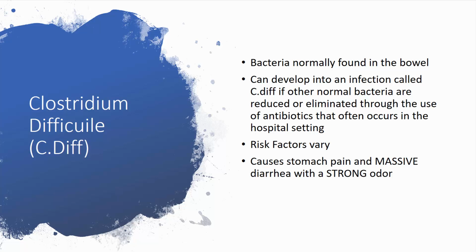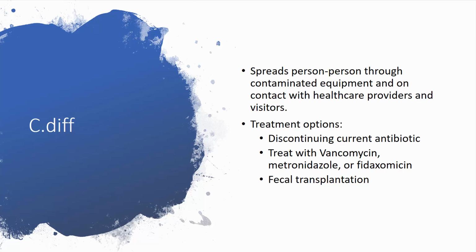So realize that if someone has C. diff, and they're on an antibiotic, we're going to discontinue their current antibiotic and change them to a different type of antibiotic. Typically, we put people on vancomycin. The other thing we're going to do is, remember, they're going to be on contact precautions, because C. diff can spread from person to person through contaminated equipment.